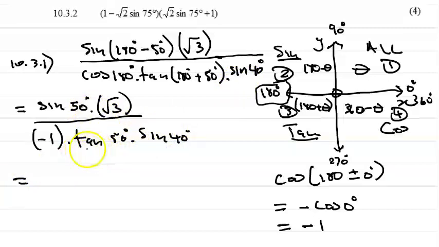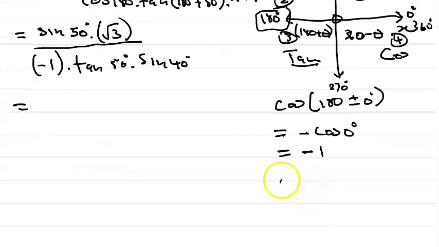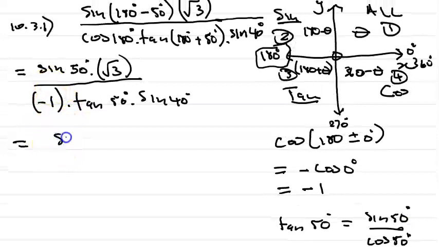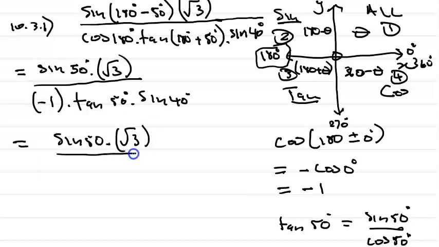Now let's look at that. So what is this tan now? Remember, tan is an identity. So tan of 50 is going to equal sine of 50 over cos of 50. So we're going to write that down. So let's look at this now. Sine of 50 degrees times root 3 all over minus 1 times sine of 50 over cos of 50 degrees. And we got sine of 40.